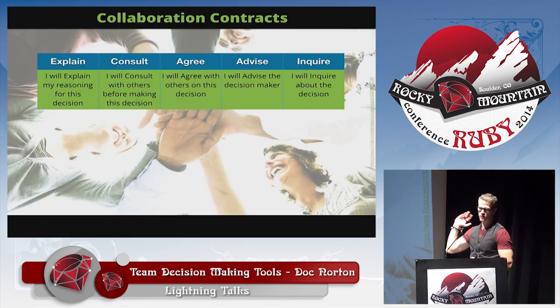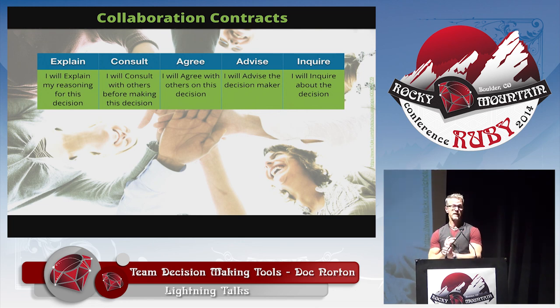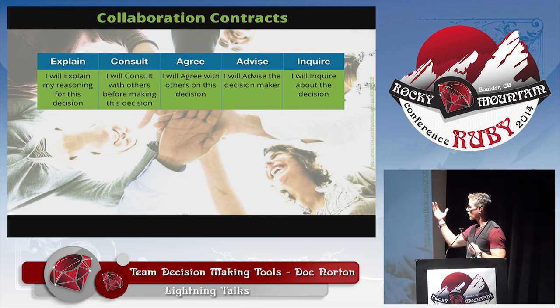What we do is you can do it on a dry erase board or you can use Google Forms. Or whatever format you want, right? But they're basically five categories. I'm going to make the decision. I'm the sole decision maker, and I will explain to you why I made that decision. I'm going to consult with others, but I'm still the sole decision maker. I want to actually agree with folks, and once we're in agreement, then that's the decision. I'd like to advise, so I don't have to be a decision maker, but I'd at least like to have my voice heard, or I'd like to inquire.